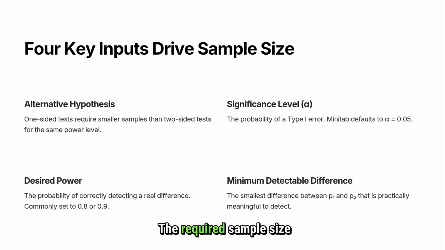A one-sided greater than test is used when you expect population 1 to have a higher proportion than population 2. The required sample size for a statistical study is determined by four important factors. Understanding these factors helps ensure that the study is both statistically reliable and practical to execute. The first factor is the alternative hypothesis.